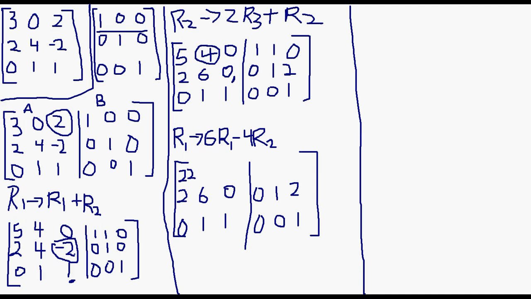So 6 times 4 is what? 24. Okay. So minus 4 times minus 4 is also 24, right? So we are getting minus 24 here.